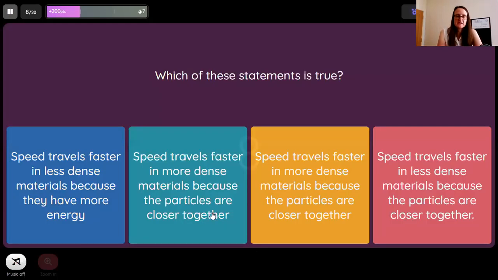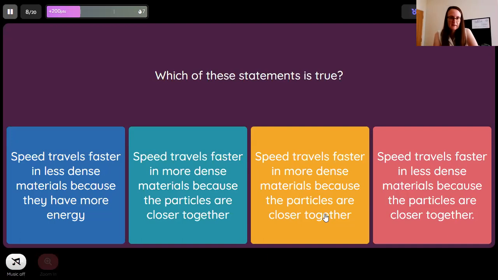Which of these statements is true? Now I've got an apology here. I had an oops moment doing this. Everybody has them, don't they? So I'm sure you'll forgive me. I should have written sound travels faster, sound travels slower. Okay, so sound travels faster in more dense materials because the particles are closer together.